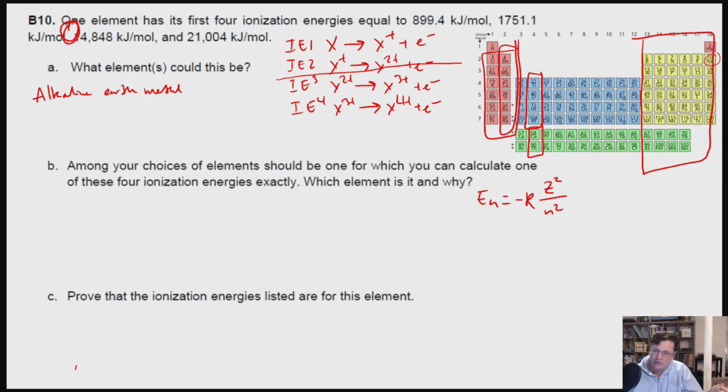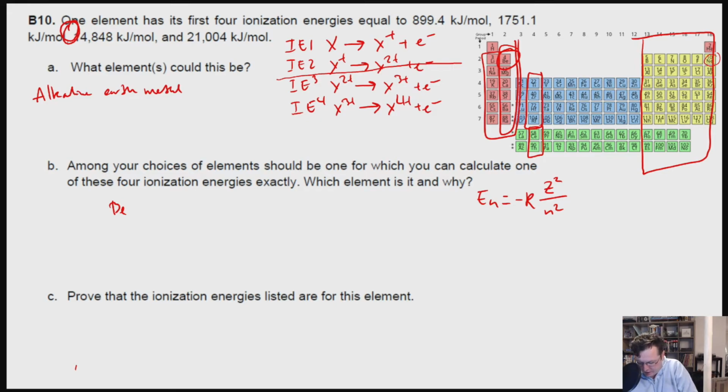Because we only have 4 ionization energies, the only one that makes sense to get to a one electron system after the third ionization energy would be beryllium. Beryllium 1 plus is isoelectronic with lithium, 2 plus is isoelectronic with helium, 3 plus is isoelectronic with hydrogen, and 4 plus is simply only protons. There are no electrons left, just 4 protons hanging out in space, with some neutrons, obviously.